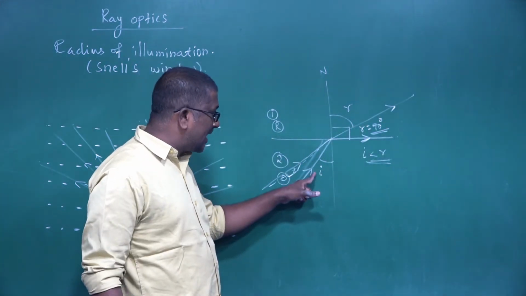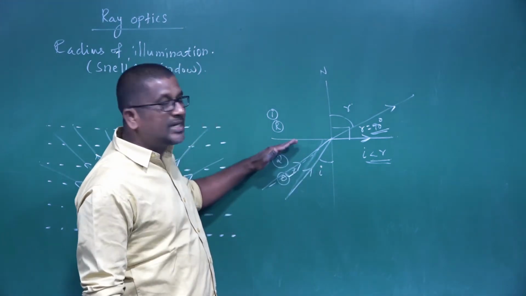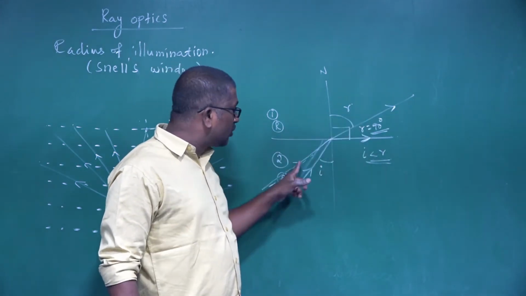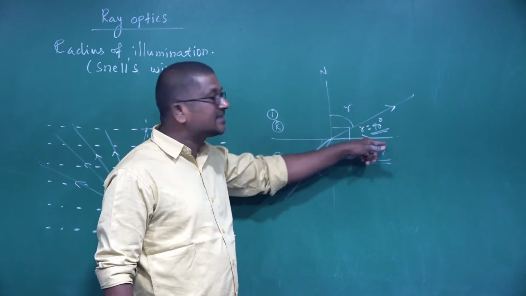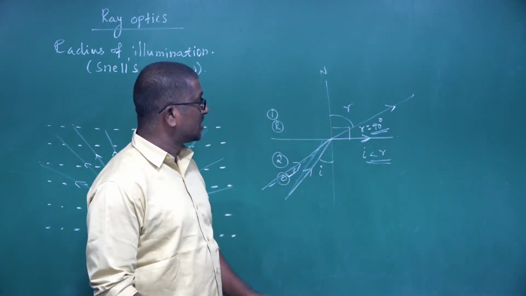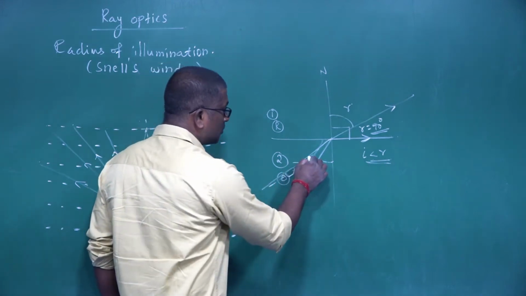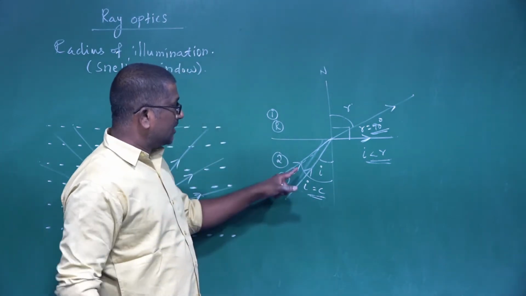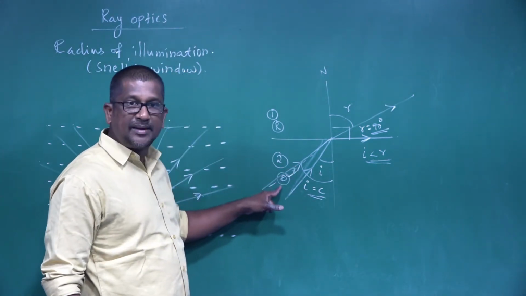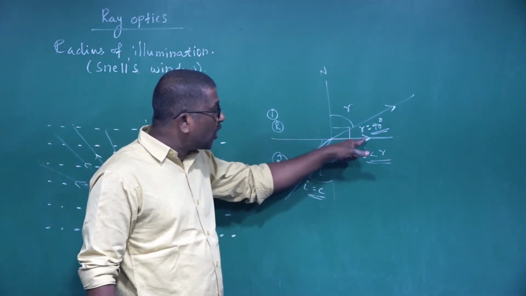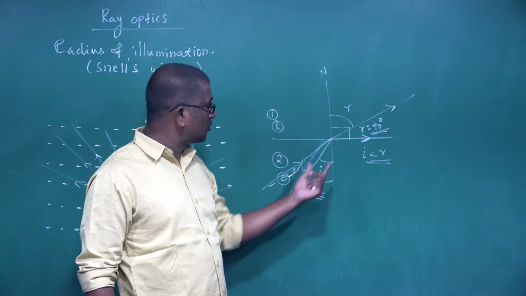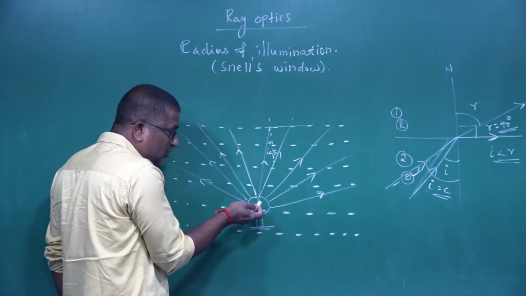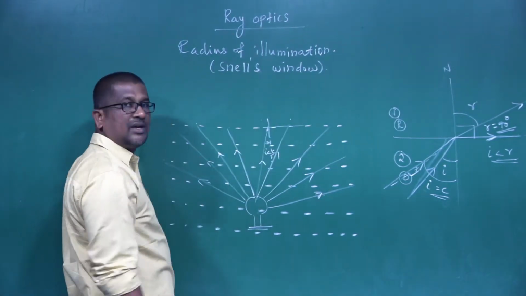If the angle of incidence of the light travelling in the denser medium gradually increases, the refracted ray is bent away from the normal. At one particular angle of incidence, the refracted ray grazes the surface separating the two media. This angle of incidence is called the critical angle. So the critical angle is the angle of incidence in the denser medium for which the angle of refraction becomes 90 degrees.